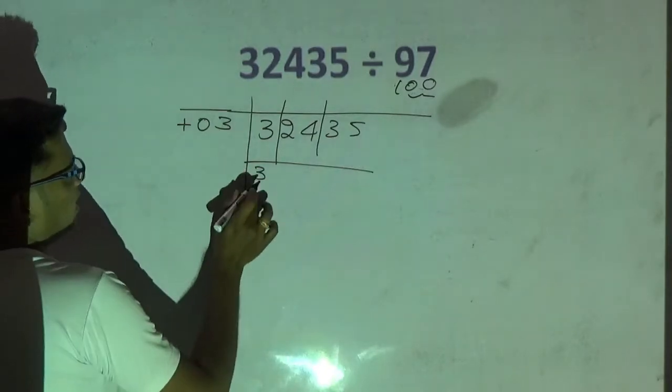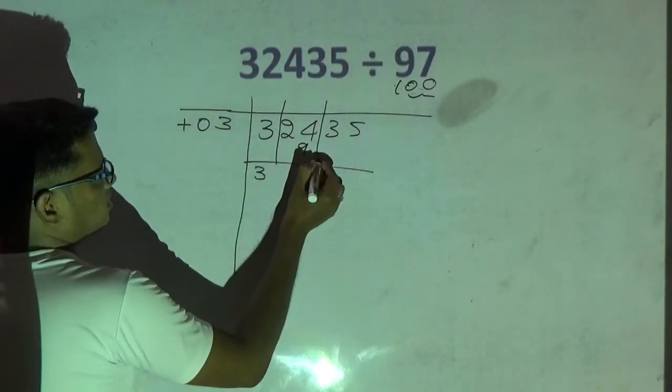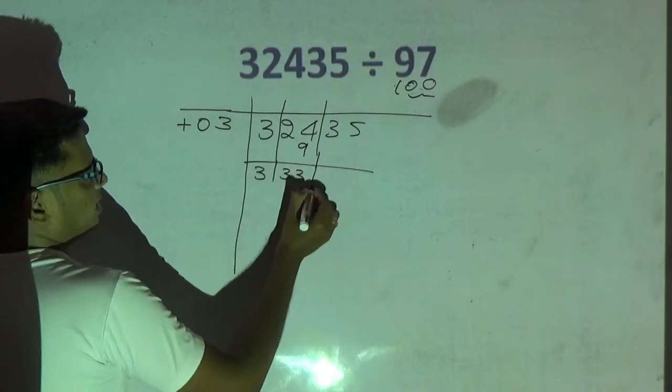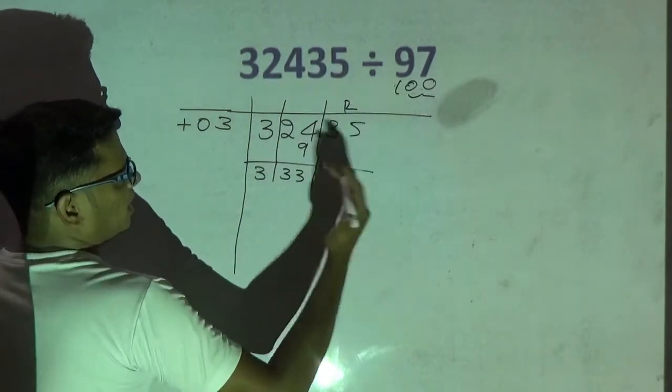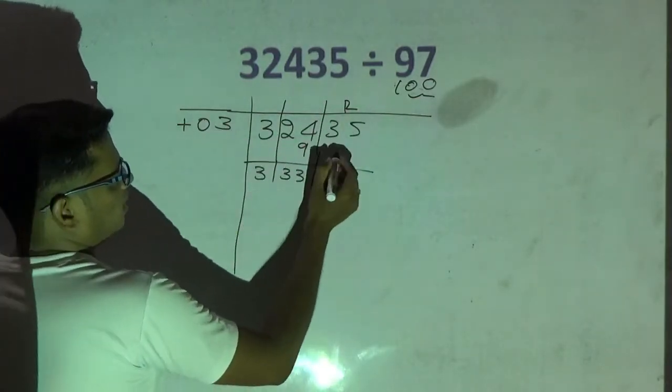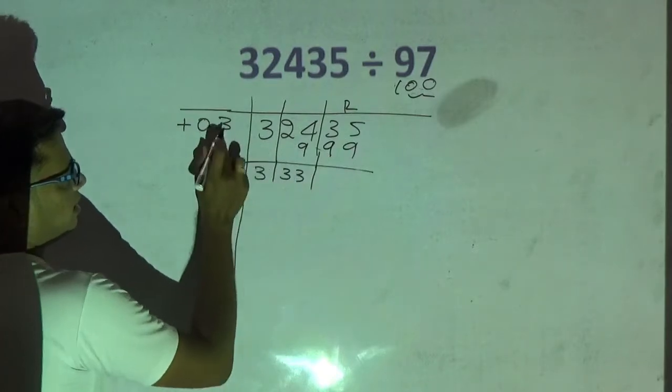Okay. Now 3 into 3 is 9. Add to this. Now it will become what? 33. 24 plus 9 is 33. Next. This will be the remainder part. The rightmost digit will be the remainder part. Correct? Now 33 into 3 is what? 99. 33, 3 times is 99.